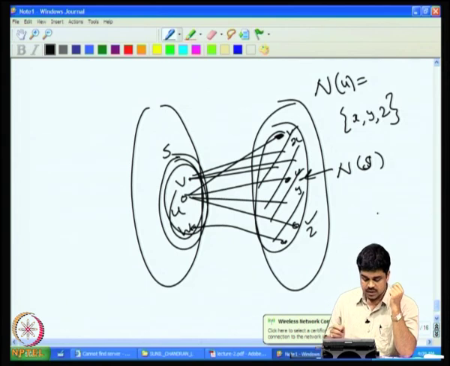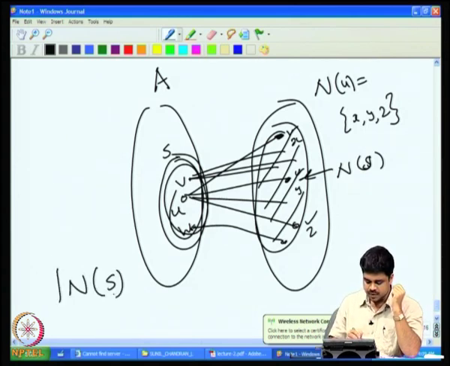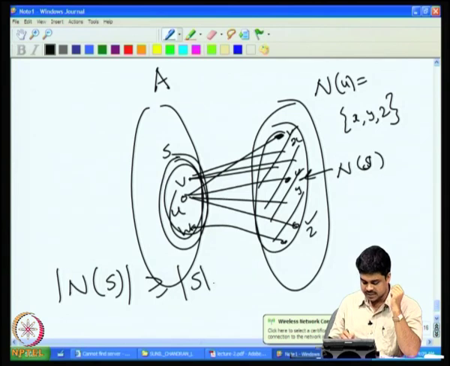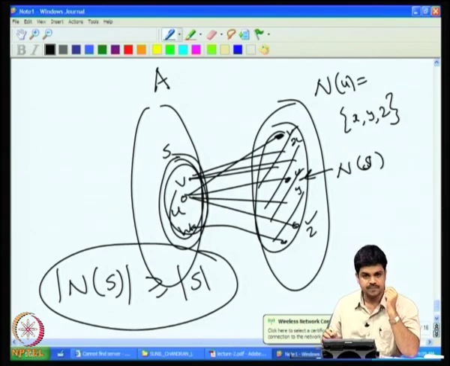Hall's condition says, suppose you consider any subset S of A, and if it so happens that the cardinality of the neighborhood of that set is greater than or equal to the cardinality of the set itself, then we say that Hall's condition is satisfied. And Hall's theorem says, if Hall's condition is satisfied, then there will be a matching that matches every vertex of A.